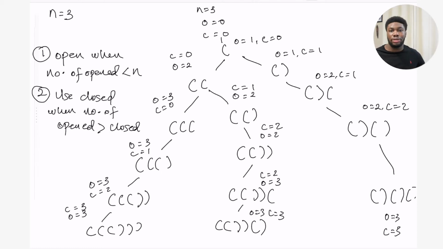Going back to a previous path where we chose to do another opening, we could have closed as well. So let's go back to here. Well, here we could have also opened another one. If we opened here, we would have had this.